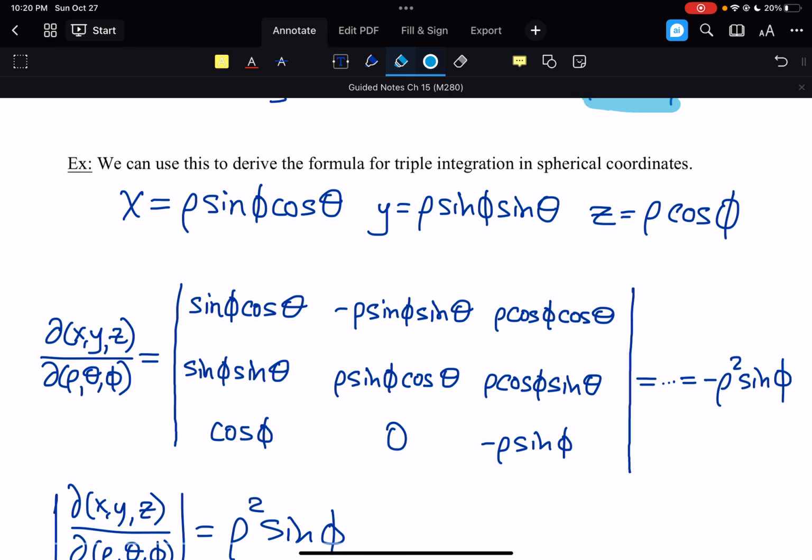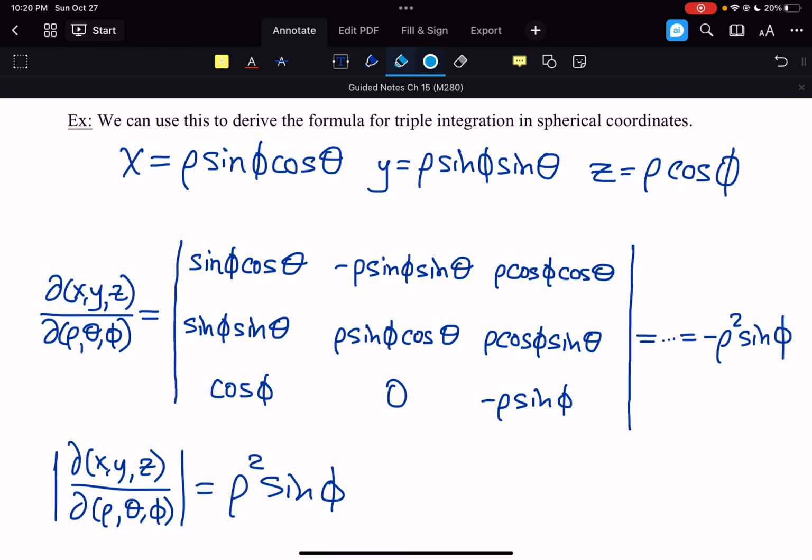And of course, when we do our triple integration, we're taking the absolute value of the Jacobian, so the negative goes away, and we're left with rho squared sine phi, which is exactly what we were including when we converted from x, y, z's into rhos, thetas, and phis. So this is exactly where that comes from. This is where we get our rho squared sine phi.